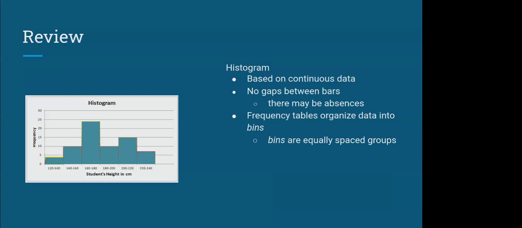Next we have the histogram. Now, a histogram is based on continuous data. And because it's based on continuous data, there are no gaps between the bars. There may be some absences, meaning there is nothing in that group or in that bin, so to speak. And you use a frequency table to help you organize your data into bins. And bins are merely equally spaced groups. So if we look at this histogram, by its construction, meaning there are no spaces, you see that the end of one bin is the beginning of the next. So therefore, again, that shows the continuous nature of the graph.